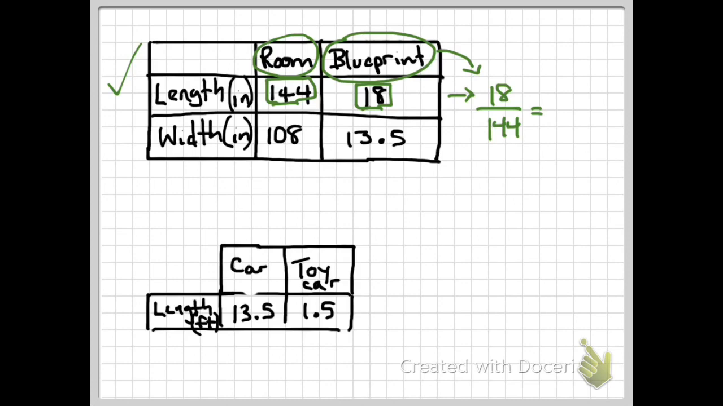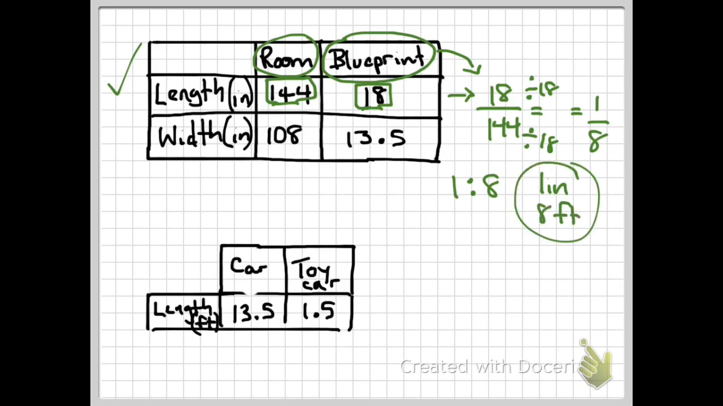Let's take a look here. So 18 can go into itself once, and it can go into 144 8 times. Now, what does this mean? You may have also seen it written like this if you've ever read a map before or done model planes and all that fun stuff. This means that for every 1 inch on the drawing, it's going to be 8 feet in actuality. That's what that means here. Now the second one down here on the bottom, we don't have an option.